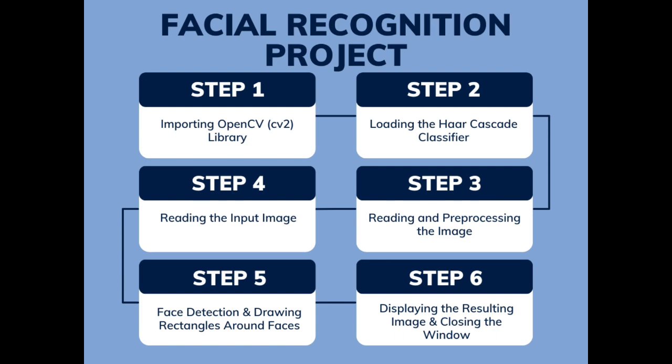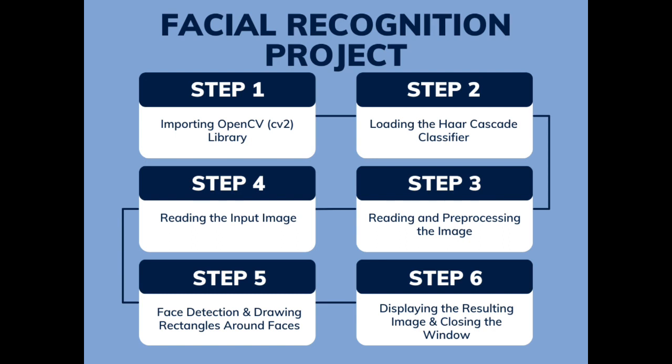And our step 2 is going to be loading the Haar cascade classifier. This is also another important library for image processing and facial recognition projects. Then step 3 is going to be reading and pre-processing the image. Then we'll move to step 4, which will be reading the input image. So we'll write all the code that will help us read the particular input image. Then our step 5 is going to be face detection and drawing rectangles around faces.